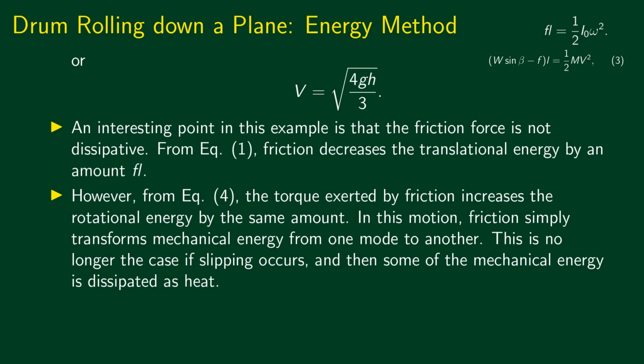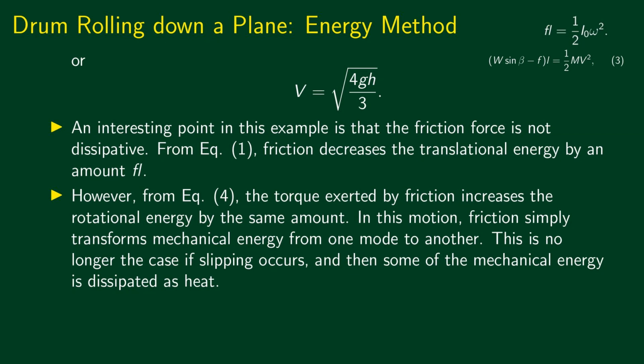Alright, so we can say that friction simply transforms mechanical energy from one mode to another. Right, the force of friction is there. Alright, so friction in this case does not cause any dissipation. Right? There's no effect on the total work done. So it simply transforms mechanical energy from one mode to another. In this case, it changes it from translational mode to rotational mode. Right? It transforms the mechanical energy in the translational mode into the rotational mode.